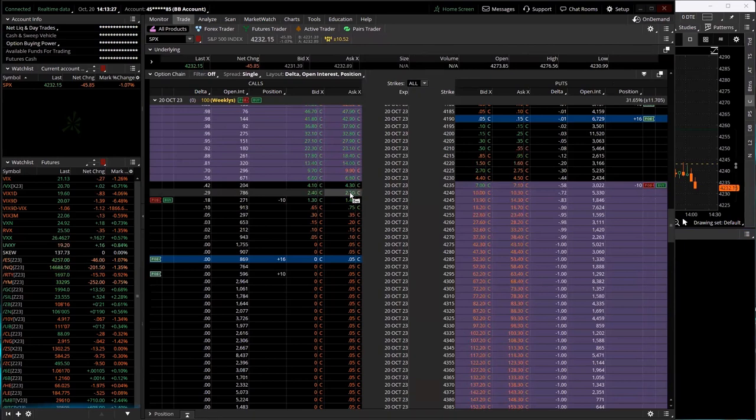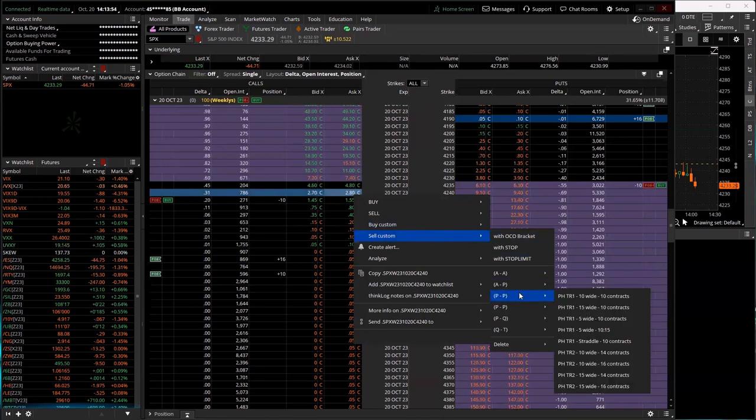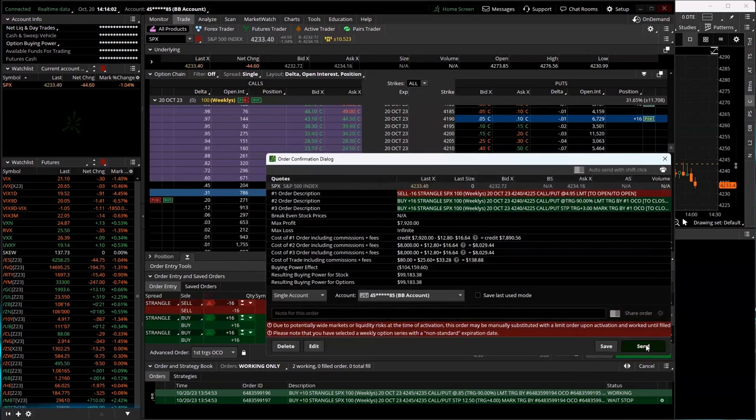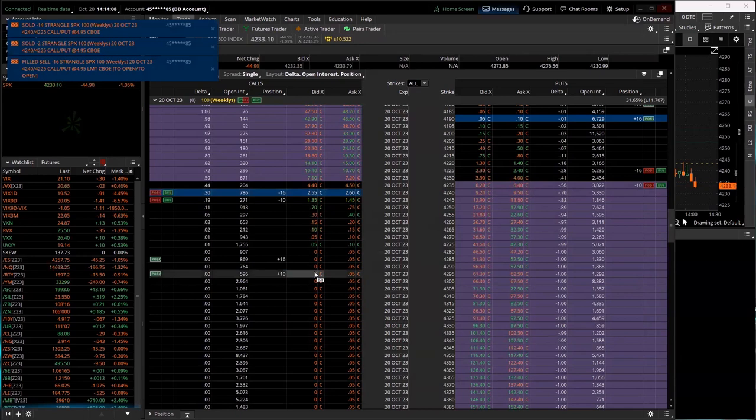Looks like we could be 15 wide. Forties and 25s. Forties and 25s, 15 wide. We'll get filled at 495. Filled at 495 for tranche 2.